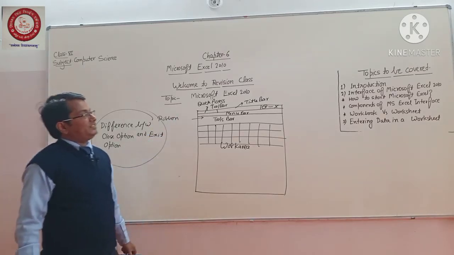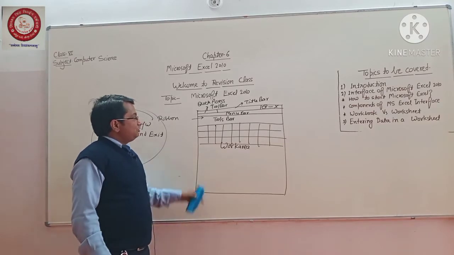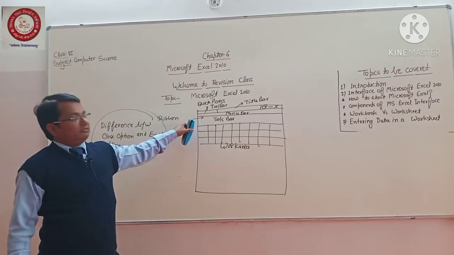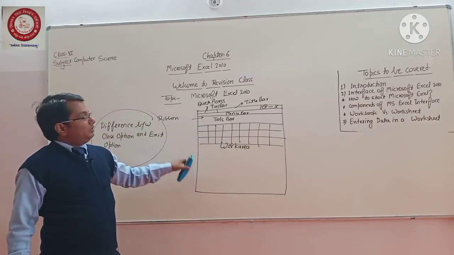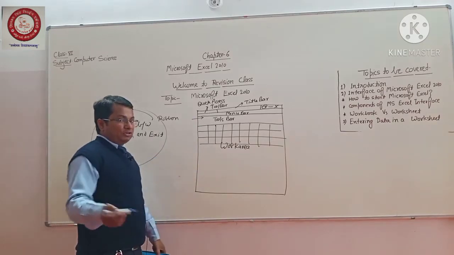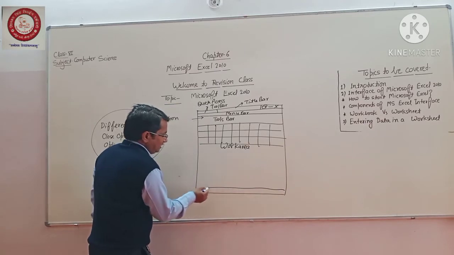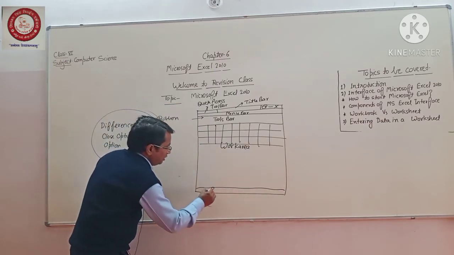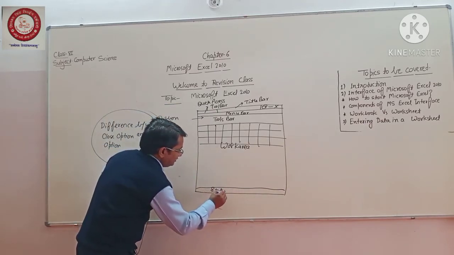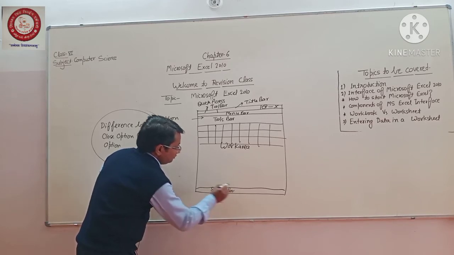Let's proceed with the interface. So right now the ribbon part is over. Now let's come to the work area. First of all we'll come to the bottom side. At the bottom side you will have the status bar. This is one kind of status bar, right?